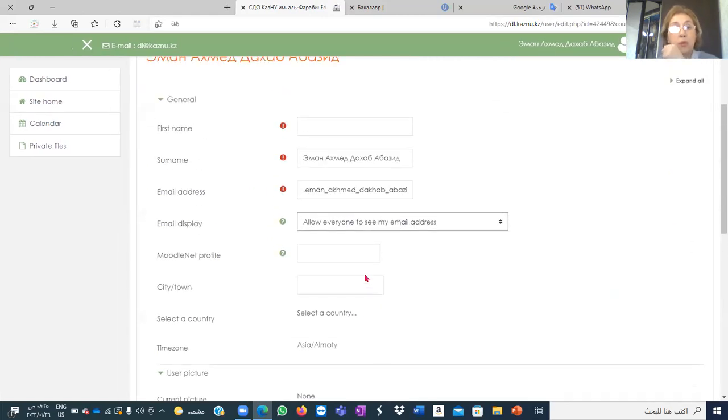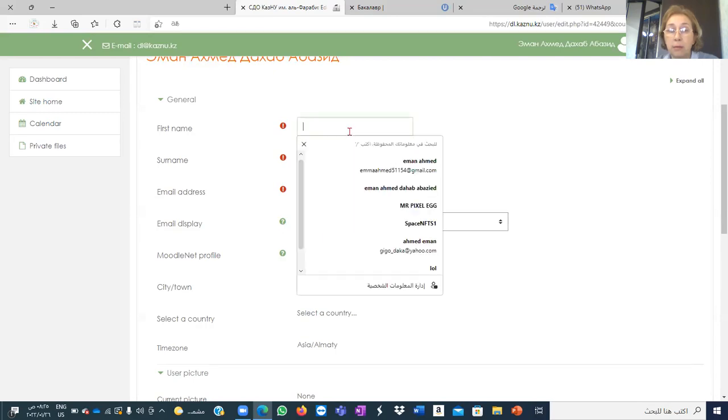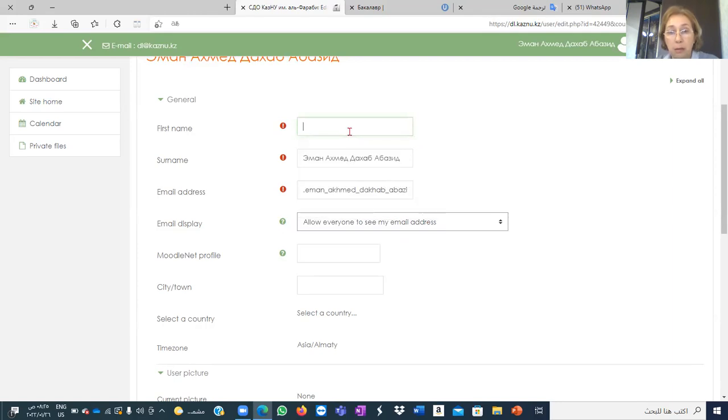Emma, I'll try to figure out how to help you. Doctor, I can help her. Yes, please do it. She should write her first name. She didn't write it. It is obligatory to write the first name. It should be in English. Russian or in English.